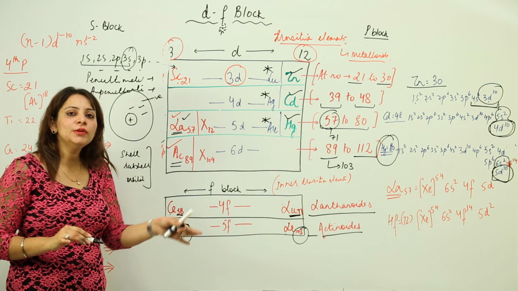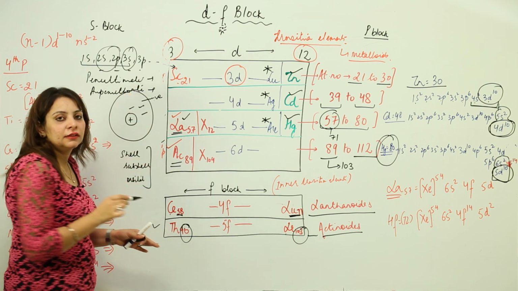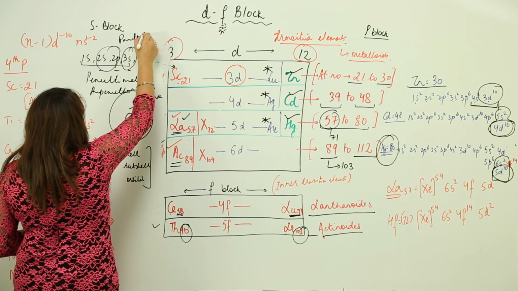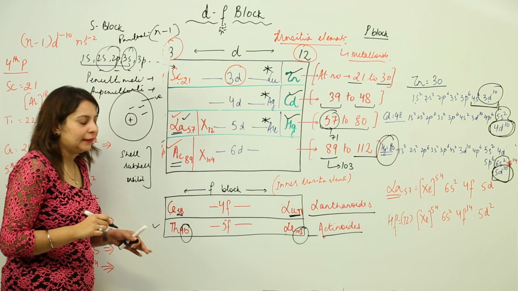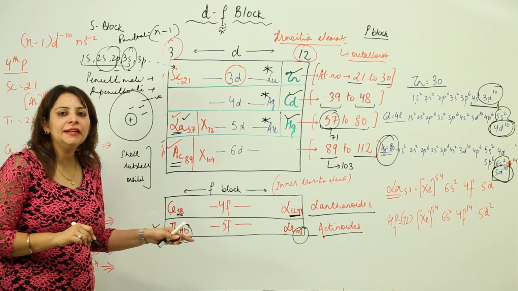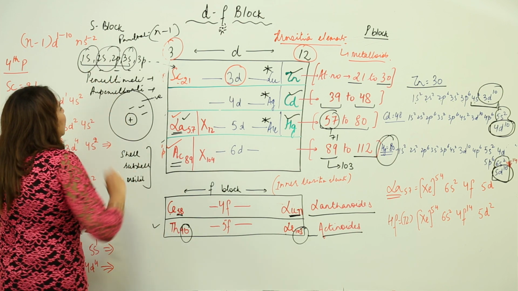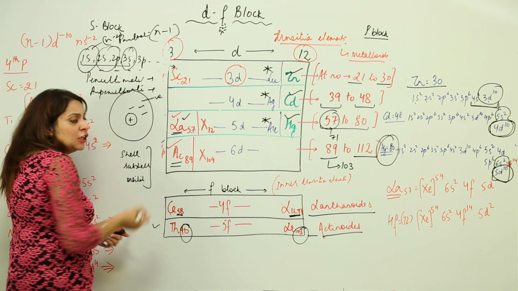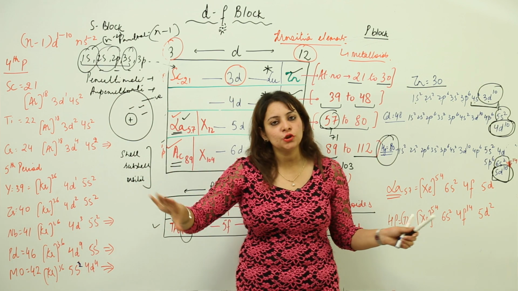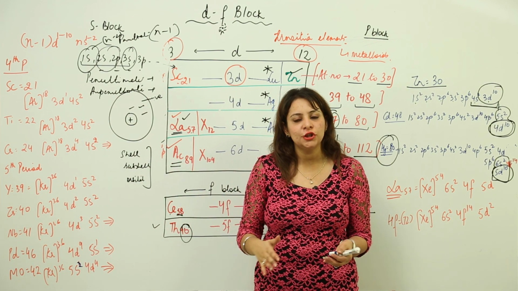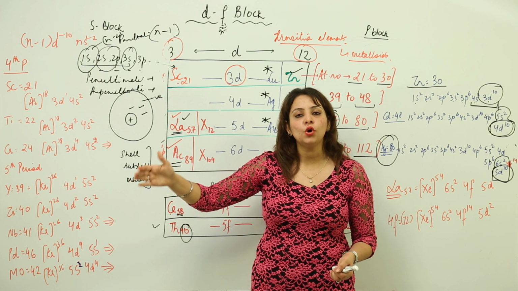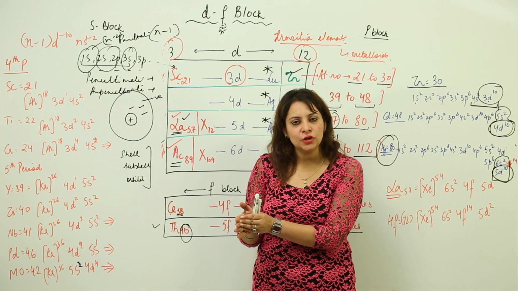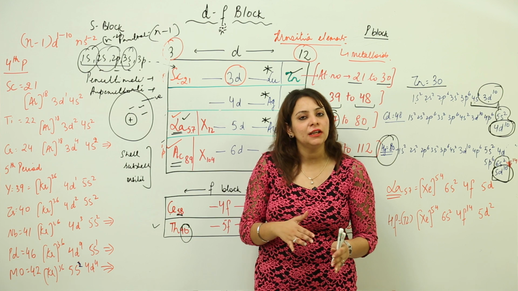The shell which is inner to the outer shell, that is this 2s and 2p, is called the penultimate shell, and it is indicated by n-1. The shell which is present inner to the penultimate is the anti-penultimate shell, and it is indicated by n-2. It's very simple. You have the shells arranged in increasing order of energies. The last shell is called the final shell, that is the valence shell. Inner to that is the penultimate shell, and inner to the penultimate shell is the anti-penultimate shell.